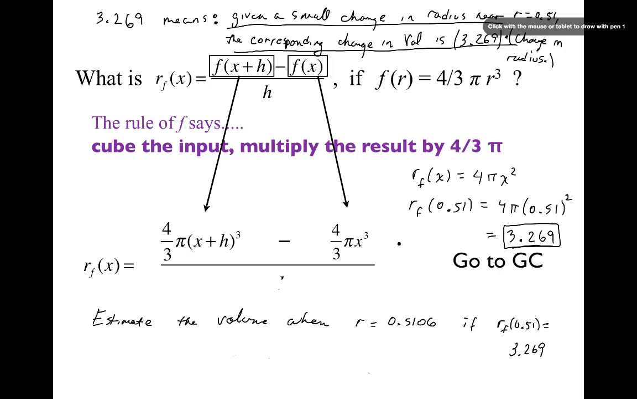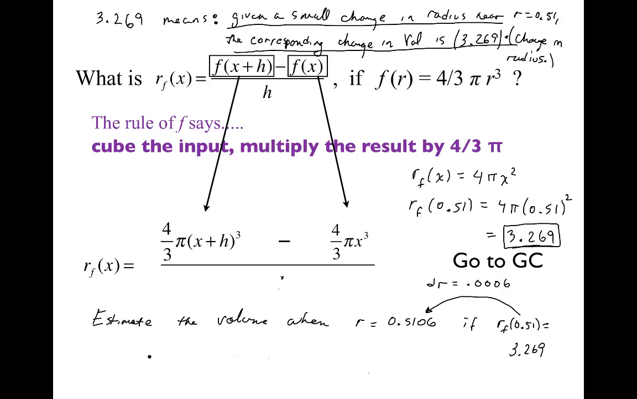Derek, any idea? What did you guys talk about? So I was thinking that essentially we'll start from 0.51. A radius of 0.51 to a radius of 0.5106 implies a change in radius of 0.0006. That's where we start.